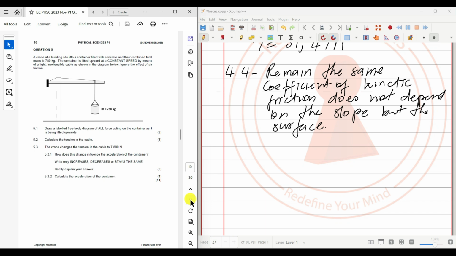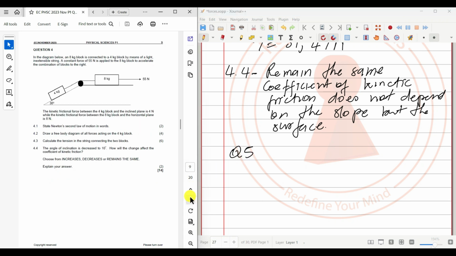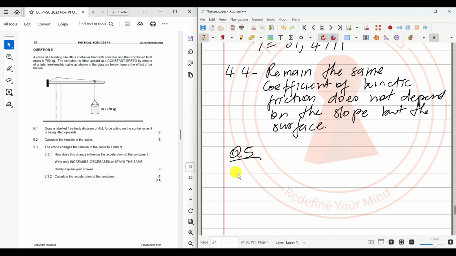Now we are going to question 5. Is it 5? Yes, we are going to question 5. Where do we come from? Here we're coming from question 4. We are going to question 5.